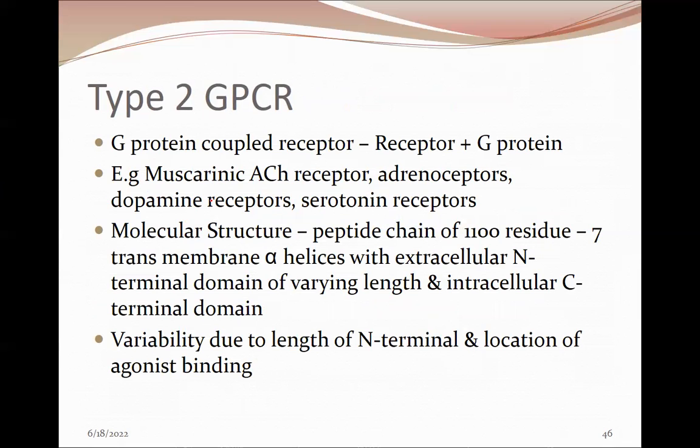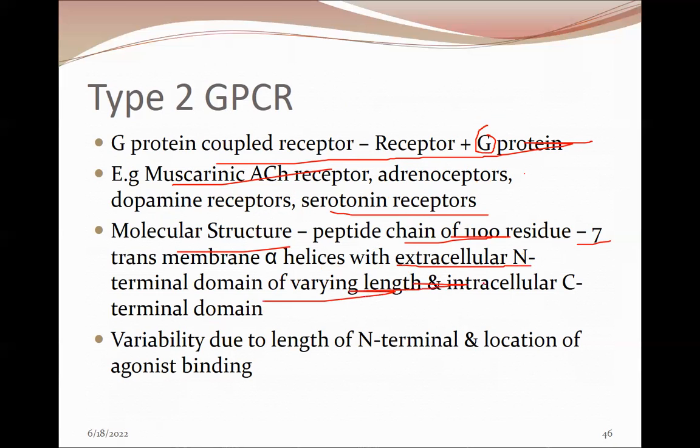Coming to the type 2, G protein coupled receptors, these are receptors coupled with the G protein. Why is it known as G protein coupled receptor? Because it binds to GTP or GDP. The examples are the muscarinic acetylcholine receptor, adrenergic receptor, dopamine receptor, and serotonin receptor. Now, the structure of this receptor is that it's a peptide chain with 1100 residues, and it traverses the membrane 7 times. It has an extracellular amino terminal domain and an intracellular carboxy terminal domain of varying length.